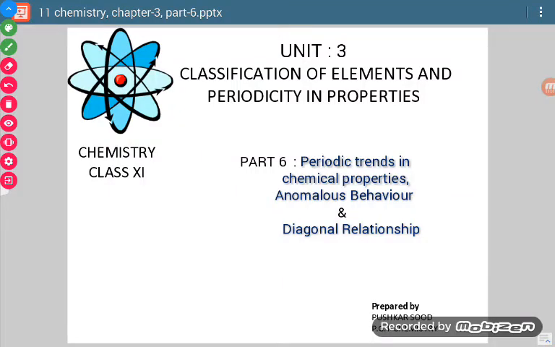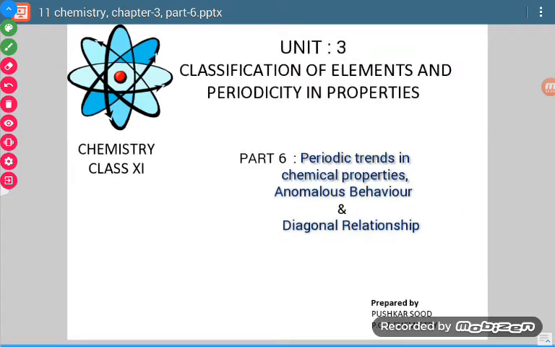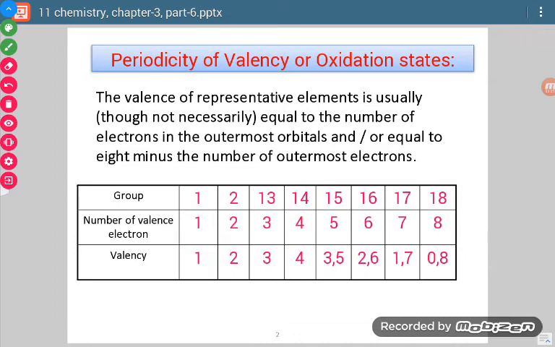Good morning, students. So, today we are going to discuss the last topic of our third unit, classification of elements and periodicity in properties. In this topic today, we are going to discuss the anomalous behavior of the elements, then the diagonal relationship of the elements, and then we will discuss the periodic trends of chemical properties of the elements. Now let us start first with periodicity of valency or oxidation states.